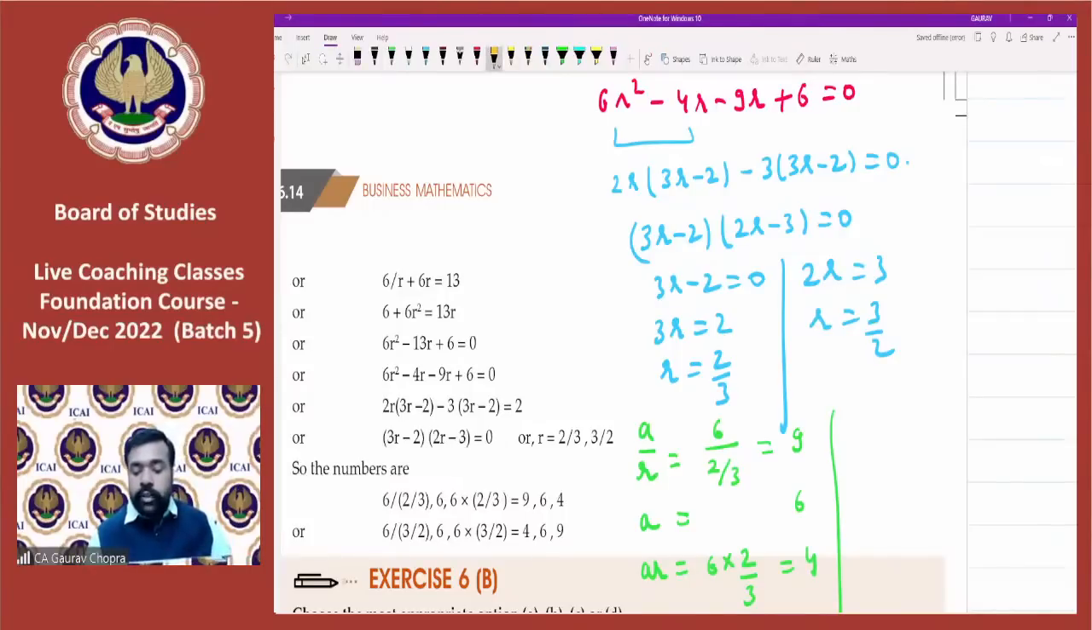Instead of this, if we take 3 by 2 as the value, so 6 upon 3 by 2, it will be 4. A will be 6 and AR, 6 into 3 by 2, it will be 9. So series can be 9, 6, 4 or 4, 6, 9. So this is the final result.